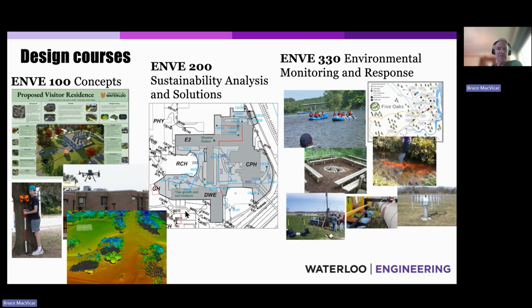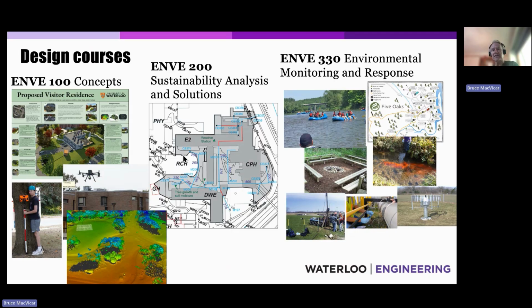So the design courses, there used to be really just the concepts and then a fourth year course. But the concepts course has been changed. You can see the drone in there. So we're using more modern survey techniques. There's more presentations involved. There's more work in groups. So this is a LiDAR point cloud from the scan of the drone. And you use that to build and render models of this spot where the task there is to design a new residence.